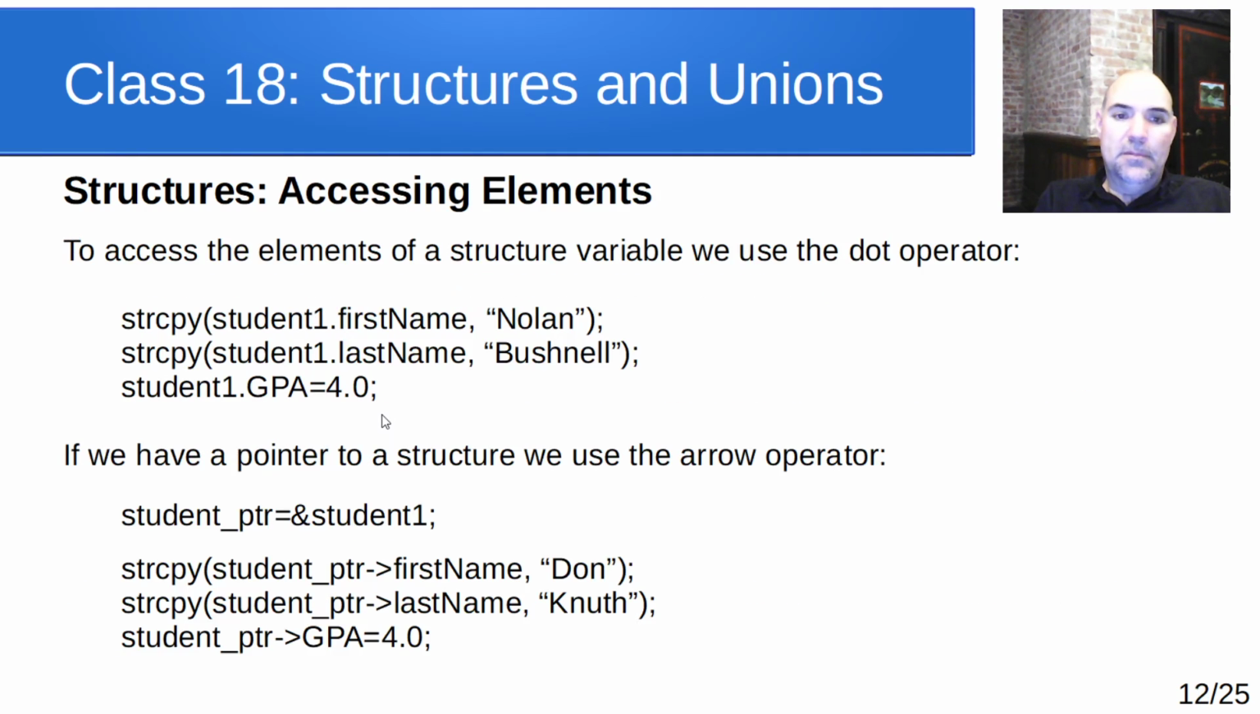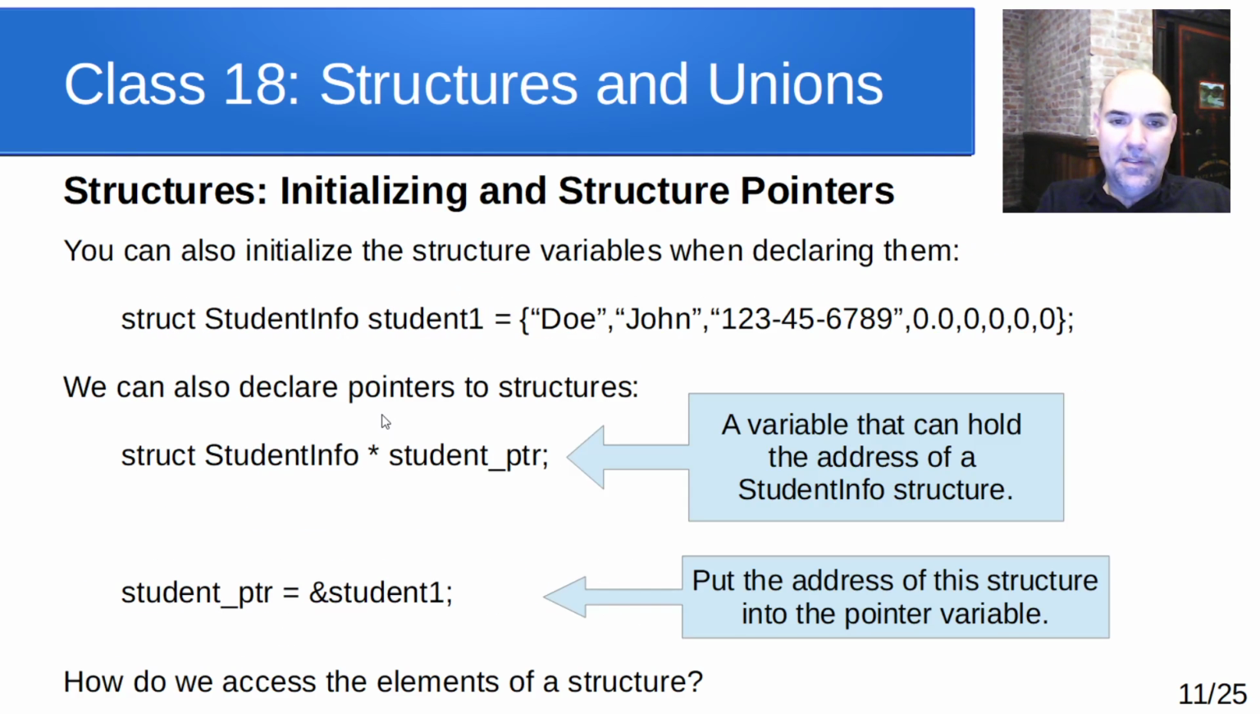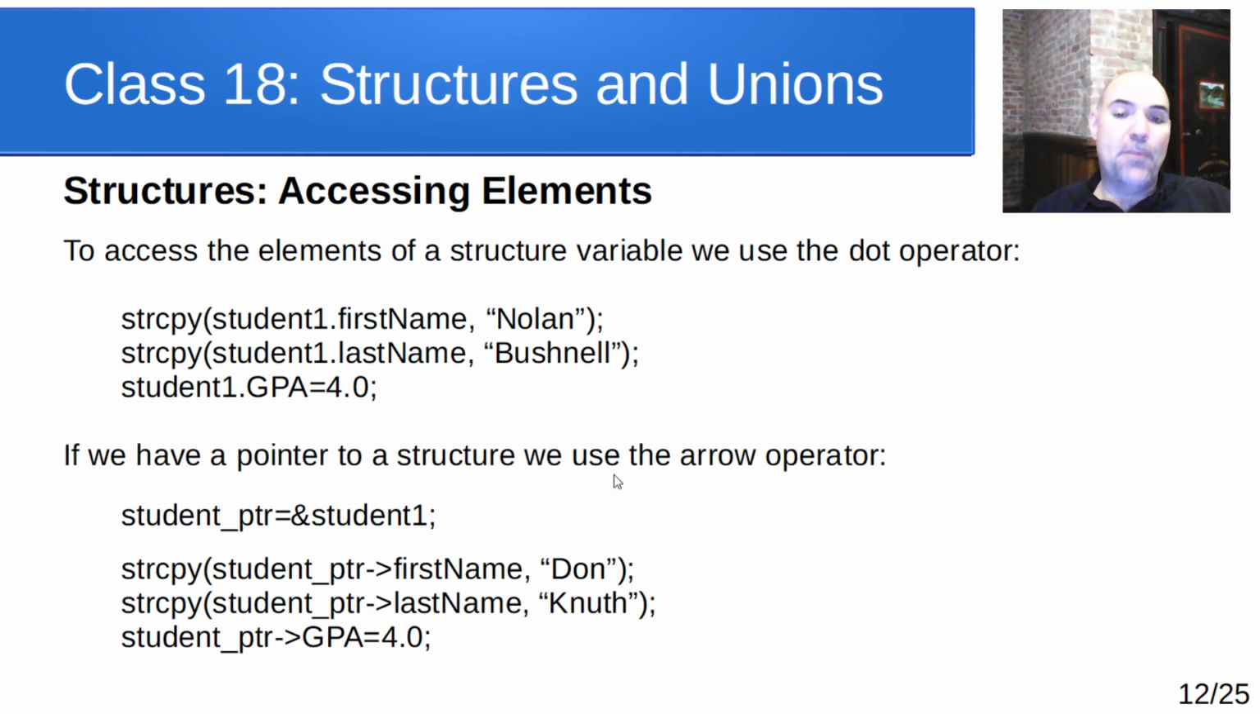Now, if we have a pointer to a structure, instead of the dot operator, we can use the arrow operator. So if I have this student pointer and it's holding the address of that student thing that we had up here, I can still access the elements using the pointer by using the arrow operator instead of the dot operator. So notice, instead of student1 dot first name, we do the pointer arrow, so hyphen greater than, and then first name. So student pointer arrow first name, student pointer arrow last name, student pointer arrow GPA.